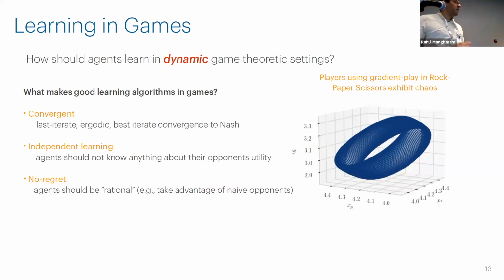We'd like these algorithms to be independent, which means that agents shouldn't have to know anything about their environment. They shouldn't have to know anything about their payoffs. They should be able to learn about their payoffs through interaction with the environment, and so they shouldn't have to know anything about the opponent's utility function. And agents should be, in some sense, rational. They should be able to take advantage of naive opponents.